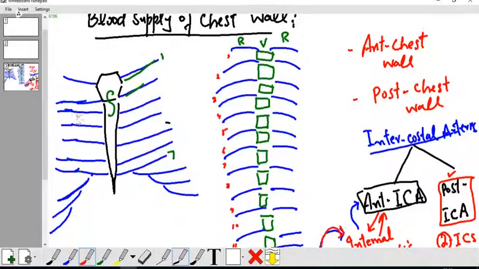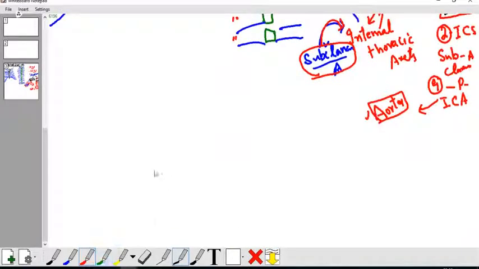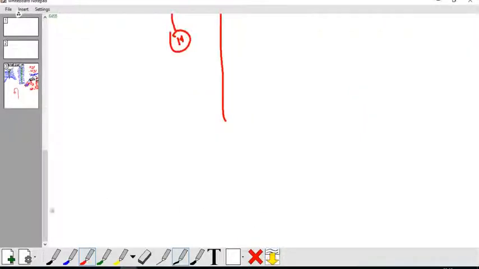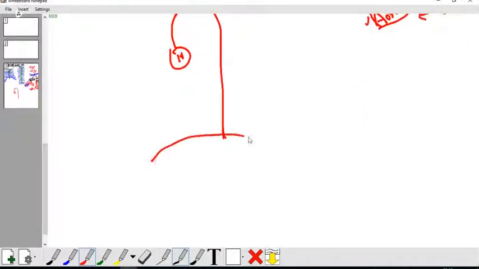a branch of the subclavian artery. Here I draw the branches. This is the heart. The heart gives the arch of aorta and the descending aorta. Before the aorta goes to the abdomen, there is the diaphragm. This muscle is the diaphragm.